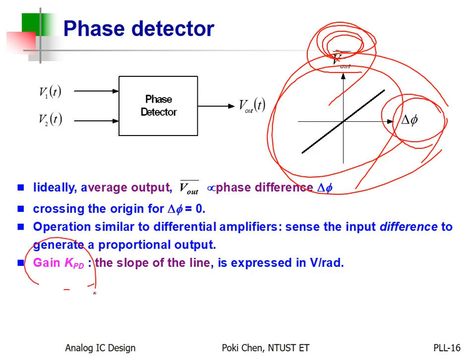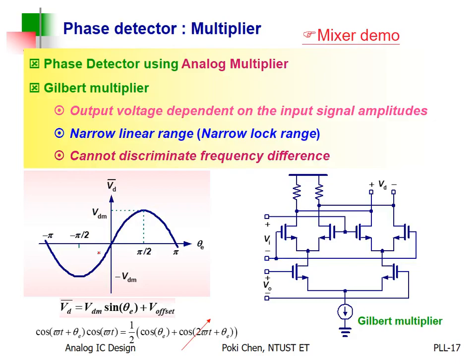And then we have the gain. The gain means what? The slope. For a fixed phase difference, how much extra output voltage will you get? That is the gain of the phase detector. Allow me to introduce the first generation phase detector, that is the analog multiplier, 类比乘法器. And the most famous is the Gilbert multiplier.